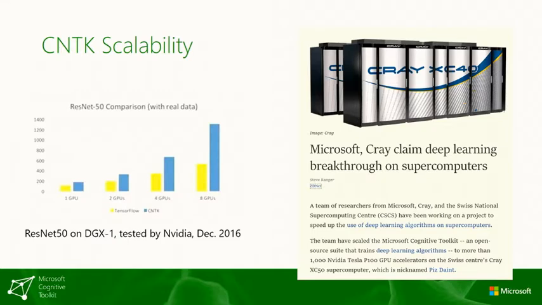Here is another example of scalability. At NIPS, Cray announced their partnership with us in scaling up deep learning platforms on their supercomputer with 1,000 NVIDIA Tesla P100 GPUs.